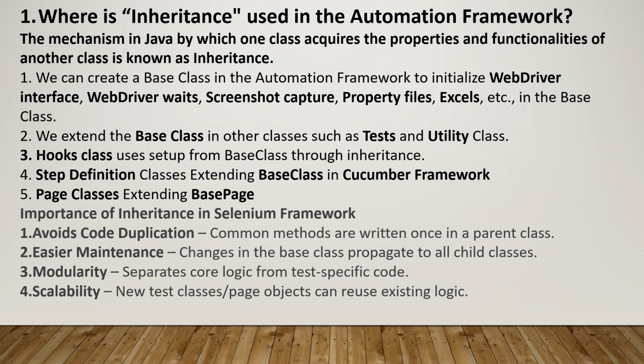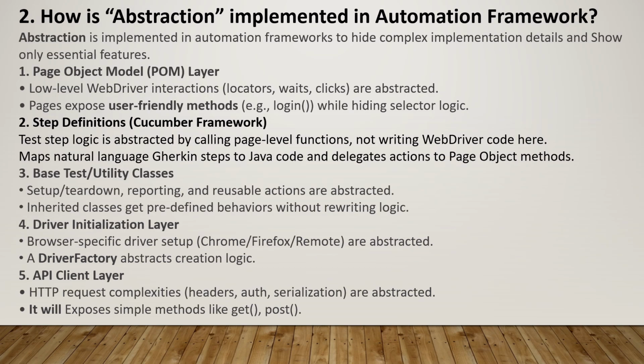Let's move to another question. Next question is, how is abstraction implemented in the automation framework? Before that, we will understand what is meant by abstraction. Abstraction is implemented in automation frameworks to hide complex implementation details and show only essential features.